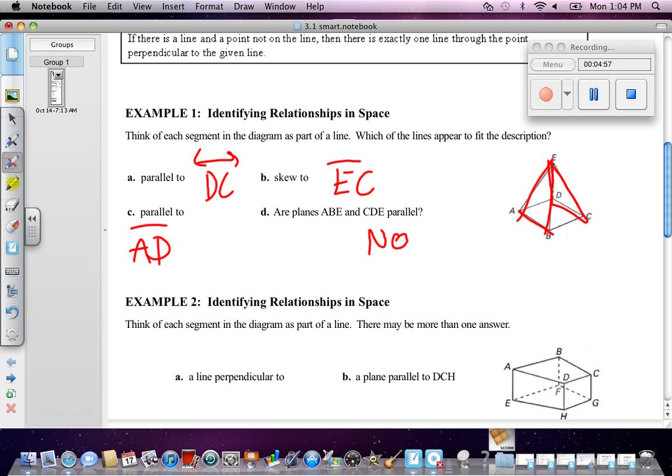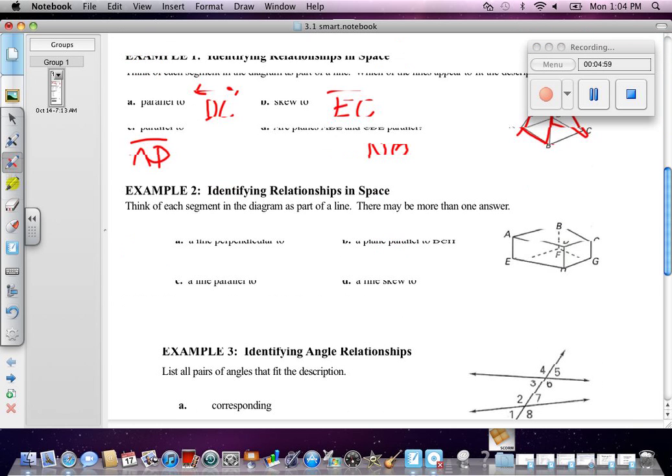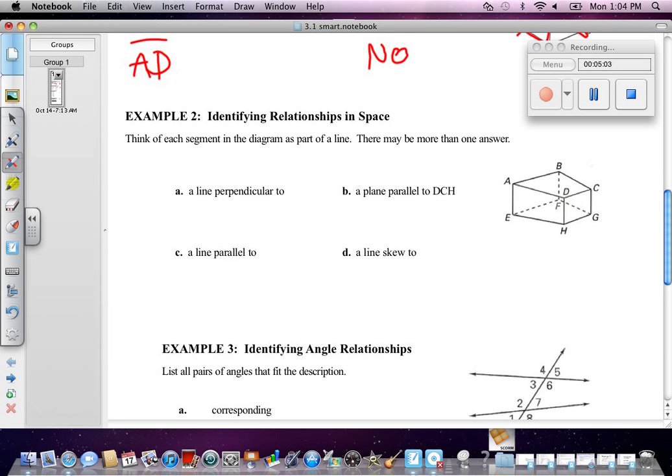Okay, so we're going to do the same thing with a rectangle. So what is skew? Skew means it's a line that doesn't intersect on different planes. So like the ceiling and the floor, they're two planes. If I've got a line on the floor and a line on the ceiling, they're skew, not on the same plane. A line perpendicular to HD. Perpendicular. It means it has to meet at a 90-degree angle. It has to intersect. DC? HG? HG, I have. DC would work.